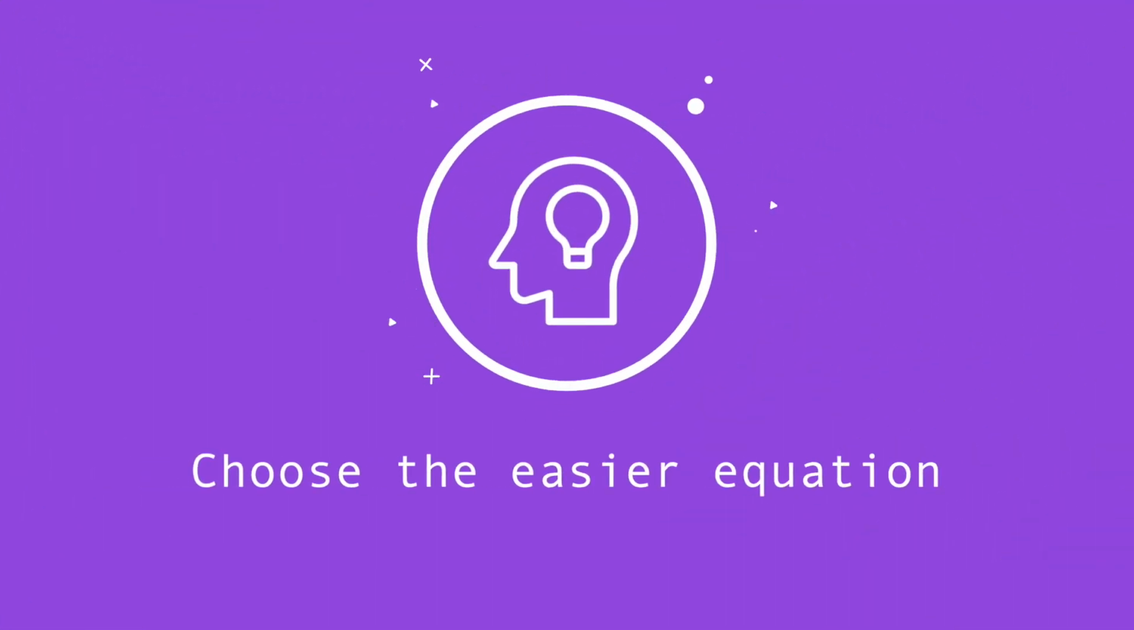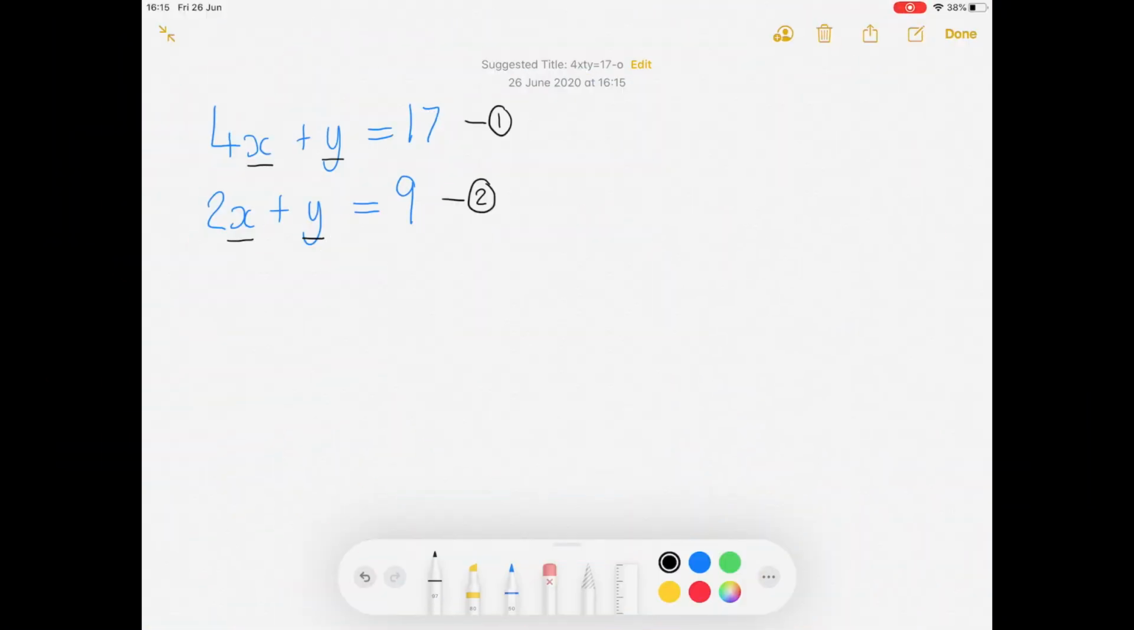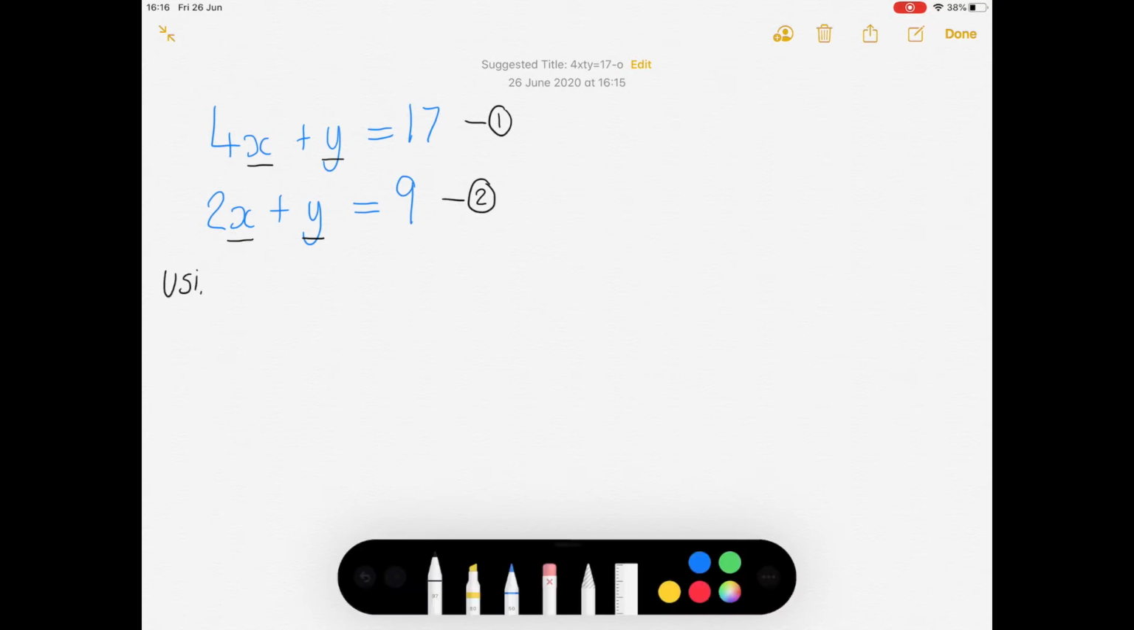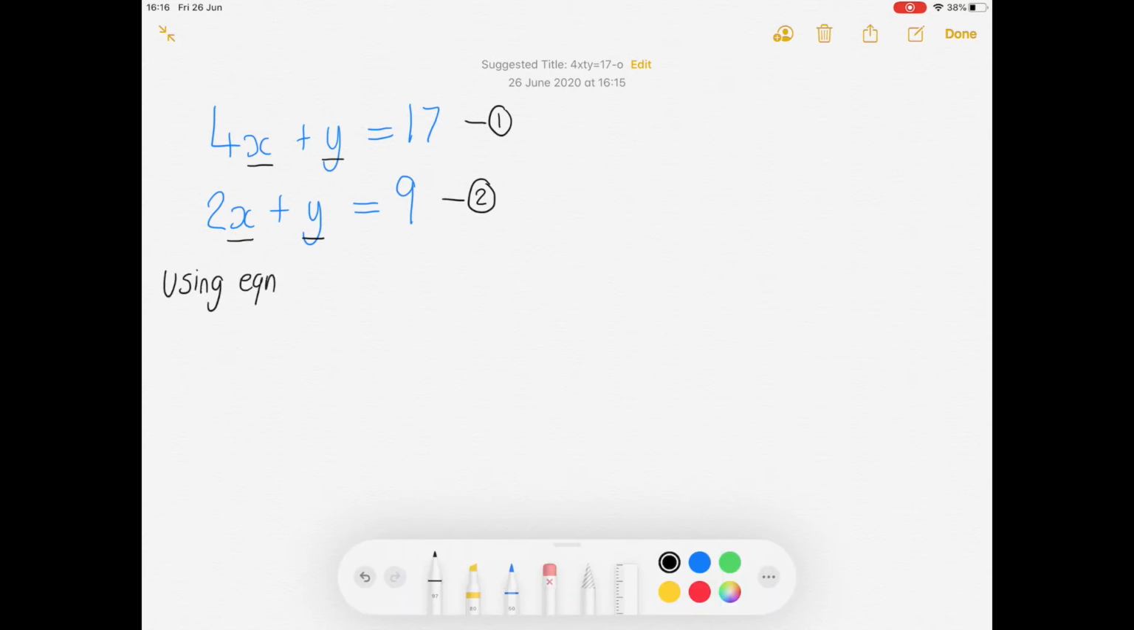The next step is to choose which equation you think is easier to solve. This is quite subjective. Some people will think one thing and some people will think something else. It doesn't really matter. I think equation 2 is easier to solve, so I'm going to use equation 2.